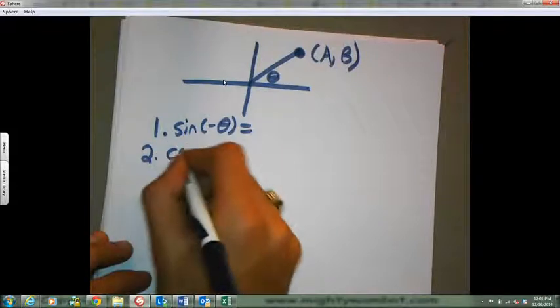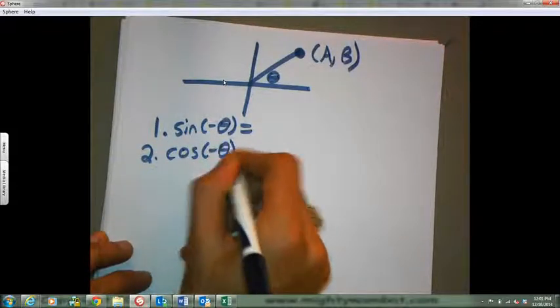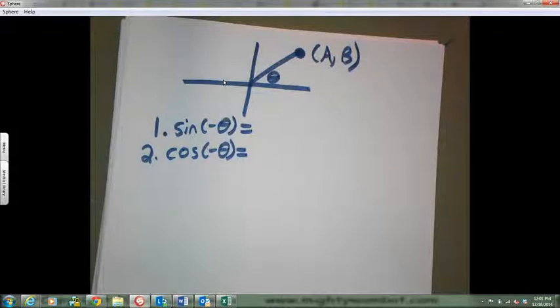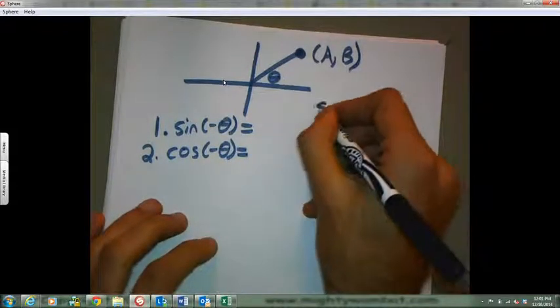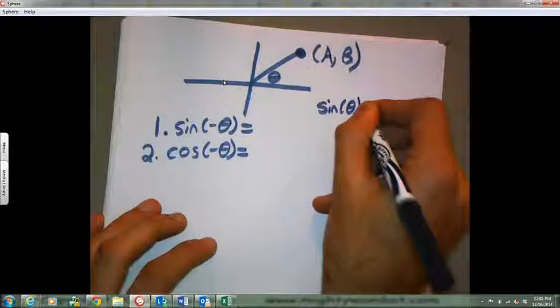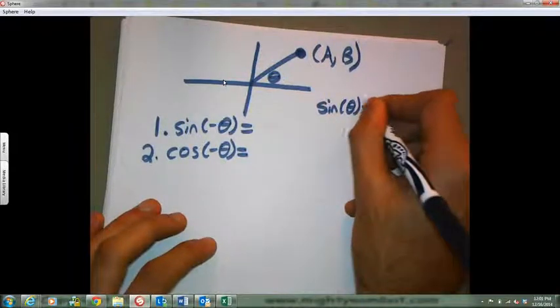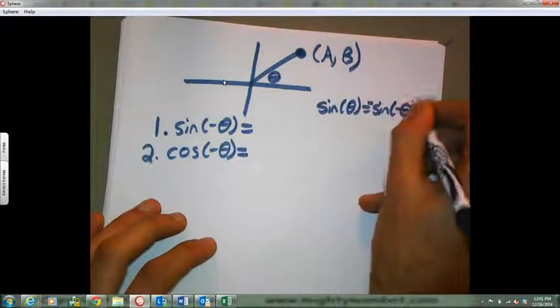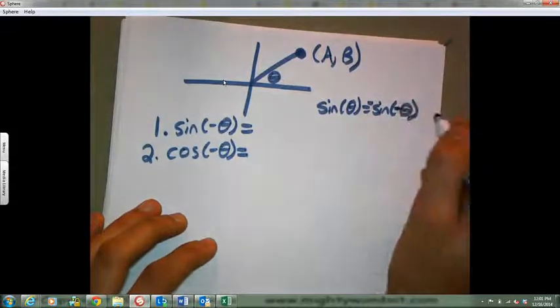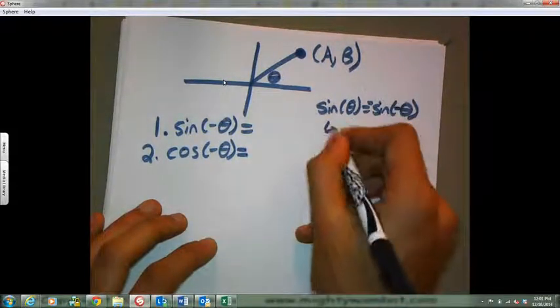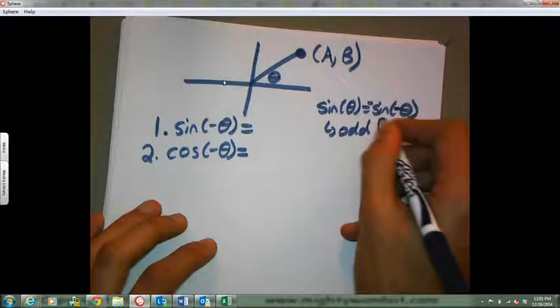Think back to your rules. We learned specific rules for both of these in Unit 5. I'll write the rule that we learned, and then you can try to apply the rule to get the answer. We called sine an odd function. I hope this is the answer you get for sine.